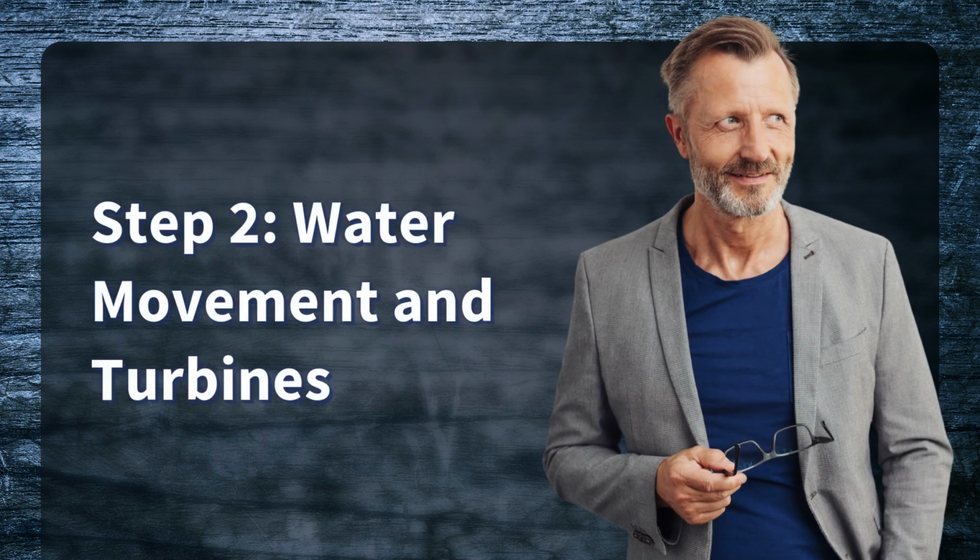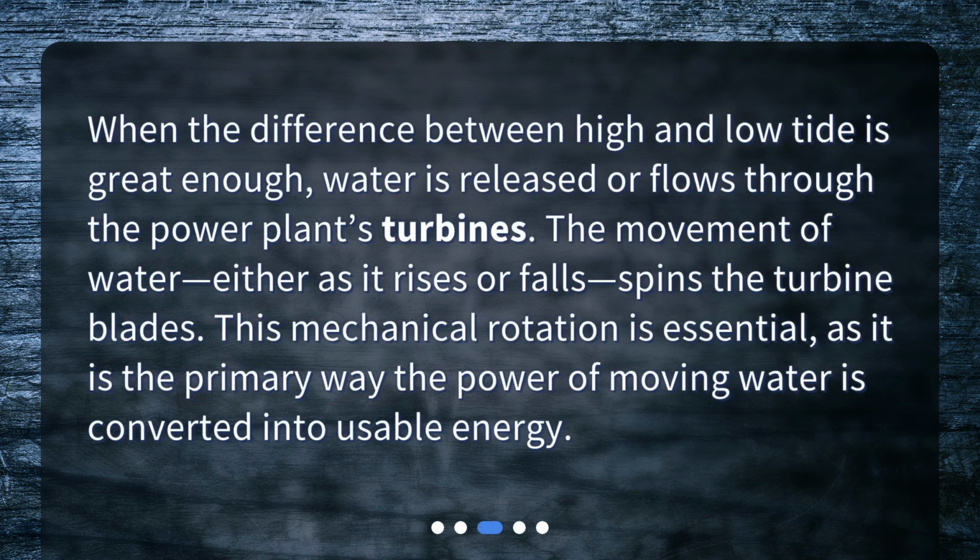Step 2. Water movement and turbines. When the difference between high and low tide is great enough, water is released or flows through the power plant's turbines. The movement of water, either as it rises or falls, spins the turbine blades. This mechanical rotation is essential, as it is the primary way the power of moving water is converted into usable energy.